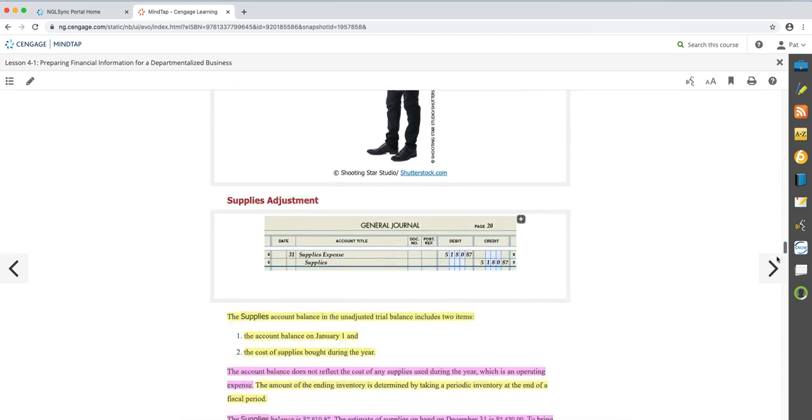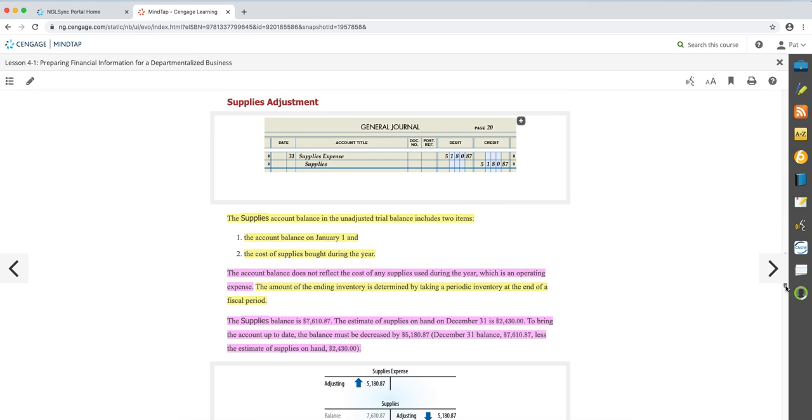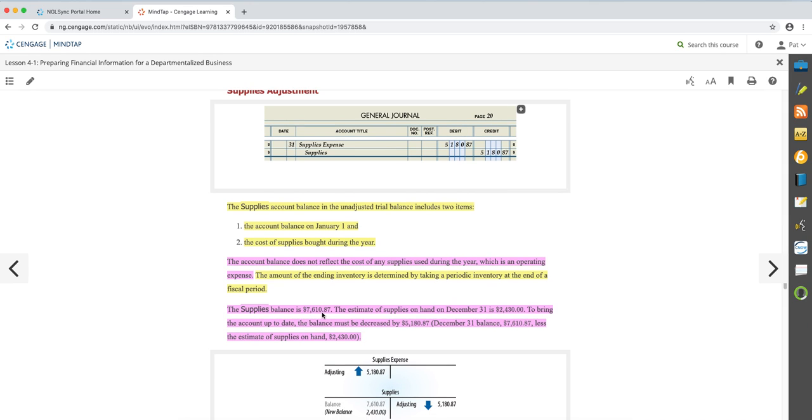Okay. Supplies adjustment. Usually in the balance, you take at the beginning of the year, and then all the stuff that costs throughout the year, and then we end up with a number that we have going into the next year. The account balance does not reflect the cost of any supplies used during the year, which is an operating expense. The amount ending inventory is determined with periodic inventory, just like we said before, they're counting it. The balance is 7,610. Okay, the estimated cost that we have left is 2,430. So the difference is what we have to lower. So we debit the expense and credit supplies.